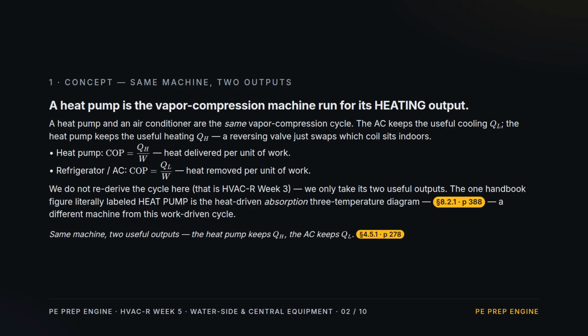Concept. A heat pump is not a new device. It is the same vapor compression cycle as an air conditioner, run for its heating side. The air conditioner keeps the cooling. The heat pump keeps the heat rejected indoors, and a reversing valve chooses which coil is inside. So COP for a heat pump is heat delivered over work. For a refrigerator or AC, it's heat removed over work.